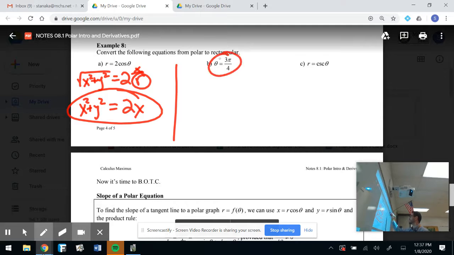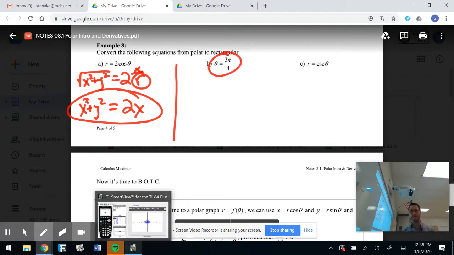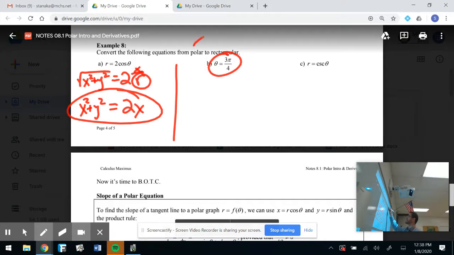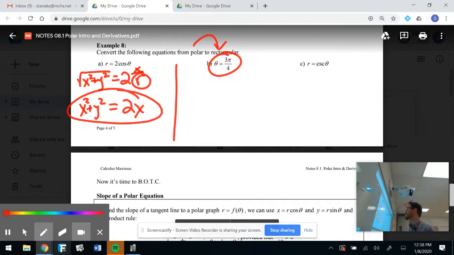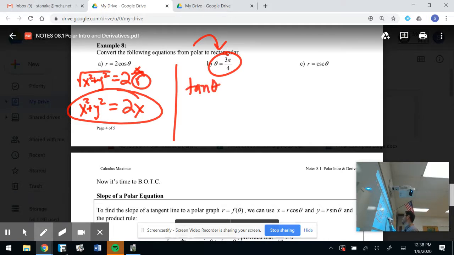This one here is a little bit different. I kind of can't go anywhere, but I want y's and x's in it. Why do I want y's and x's in it? Because I'm going from polar to rectangular. So if I want y's and x's, maybe one thing I could do here is take the tangent of both sides.